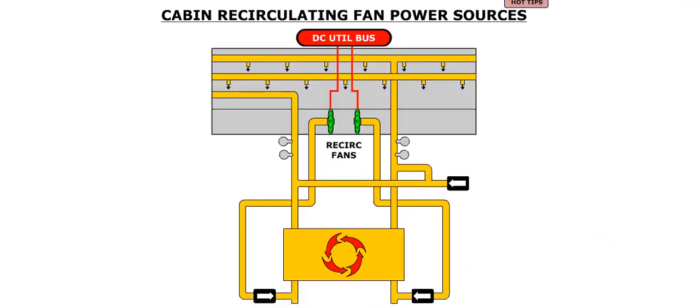The recirculation fans are powered by the associated DC utility bus. In the event of an overload on the DC portion of the electrical system, the DC utility buses will be shed, and the associated recirculation fan will cease to operate.